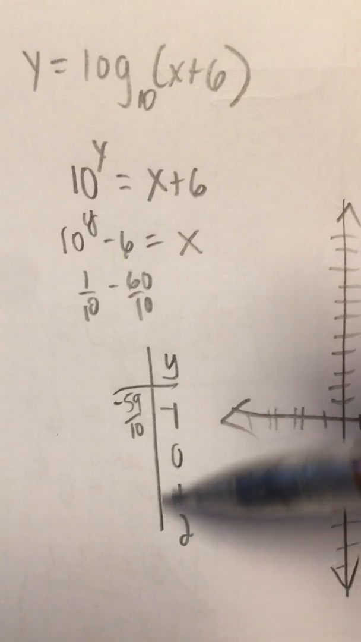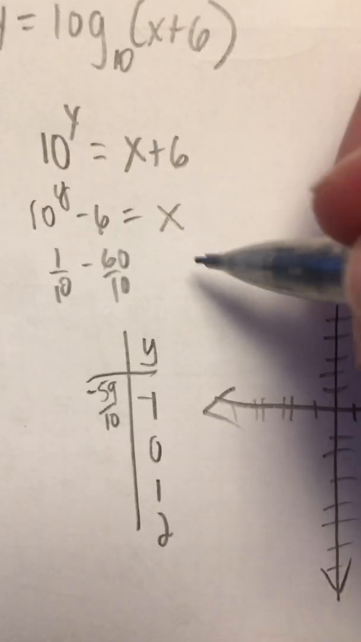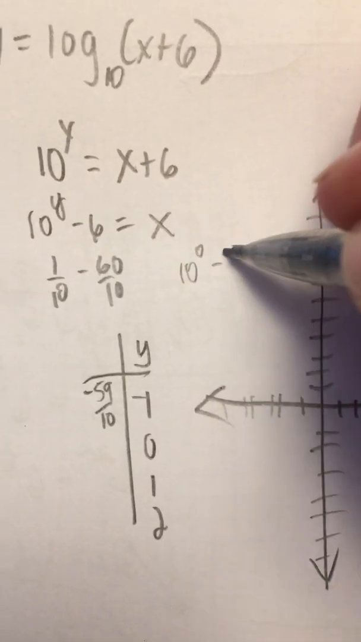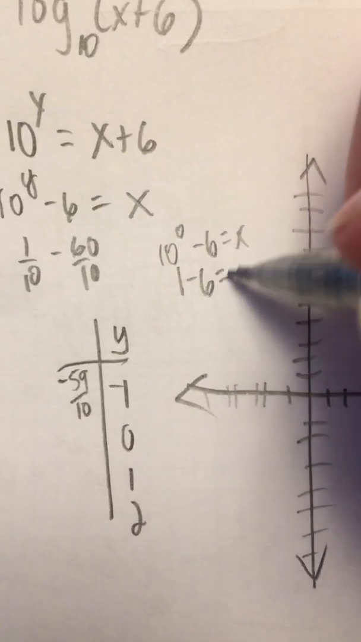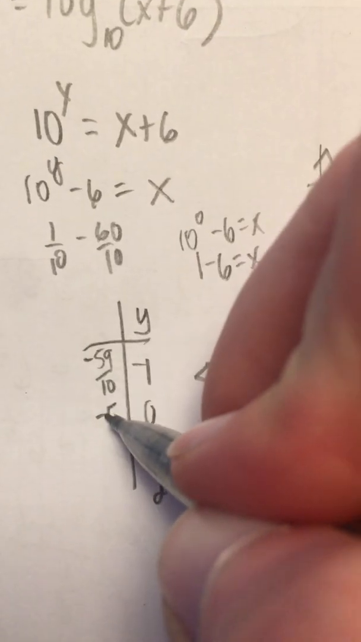When I plug in a 0, 10 to the 0 minus 6 is going to give me my x. Anything to the 0 is 1. 1 minus 6 is going to be -5.